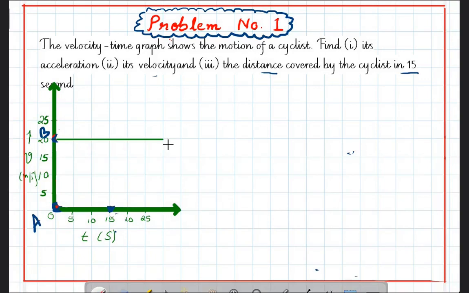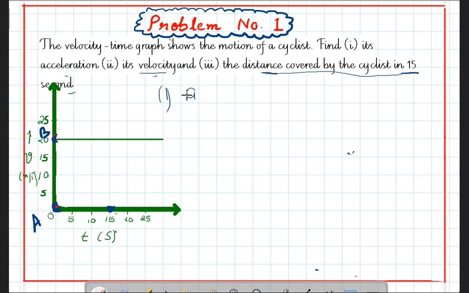It is time to solve our problems. So let's start with problem number 1. In problem number 1 it is given to find acceleration, velocity and distance covered by the body in 15 seconds. So let's find it one by one with the tools which we have discussed earlier.